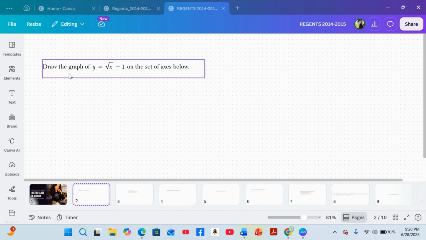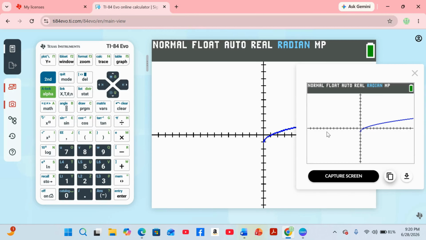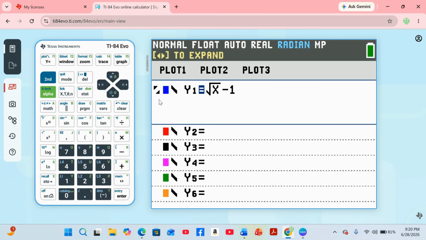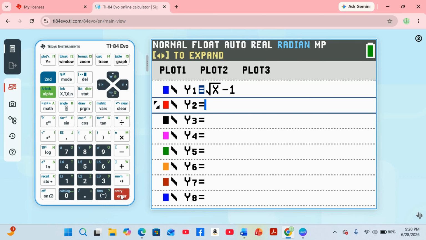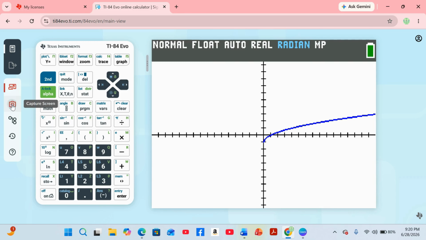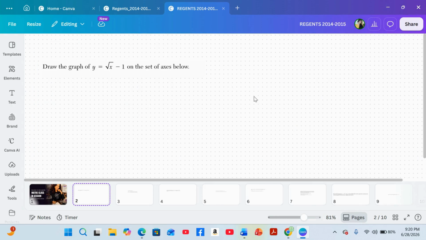This question says draw the graph of y equal to the square root of x minus 1. So let's head over to our graphing calculator. So let's just square this. Second function, square root of x minus 1. Enter and graph. So this is what our graph looks like.